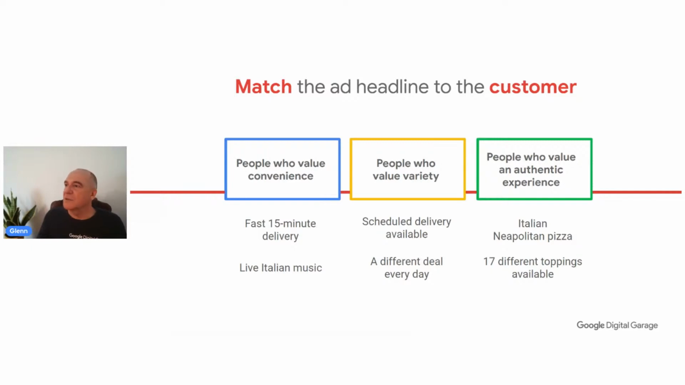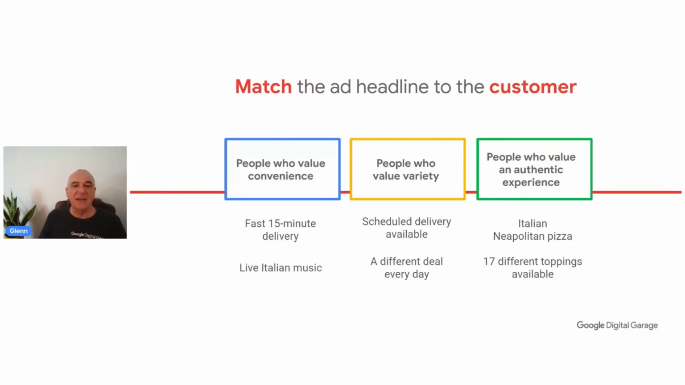Okay, so we want to match the ad headline. We've been looking at those ad headlines now. People who value convenience, they're going to want that 15-minute delivery. They're going to want that scheduled delivery perhaps as well, so they know exactly when the food's coming. Brilliant. So this is an exercise for you again. Pop it into the chat if you want to get involved. What ones would you match up with people who value variety, so that's in the yellow box. Which of the attributes below would you have as a headline for people who value variety? And then also think about, in the green box, the people who value an authentic experience. Which of those ad headlines would you use for them?